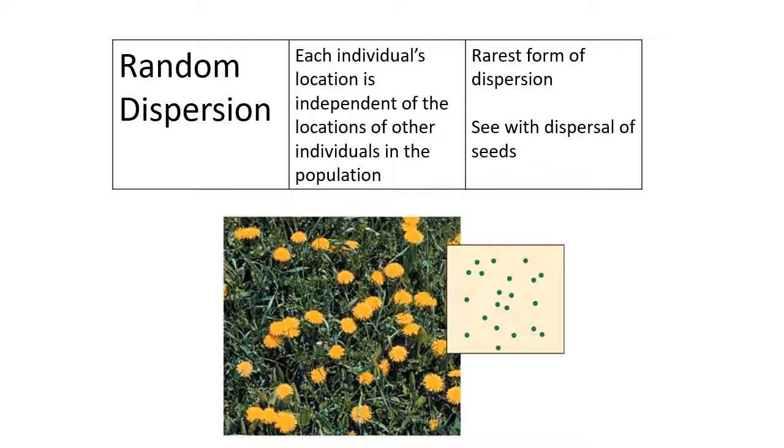We can see this a lot with seeds because seeds can be eaten by an animal and then taken somewhere else. It could be through the wind, it could be through water. There are tons of ways to do seed dispersal.